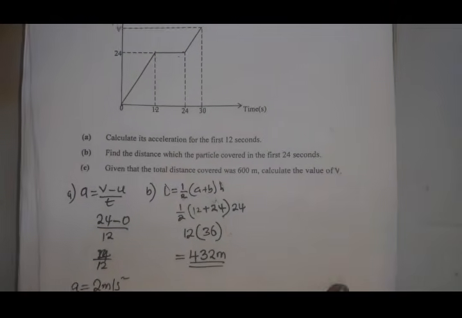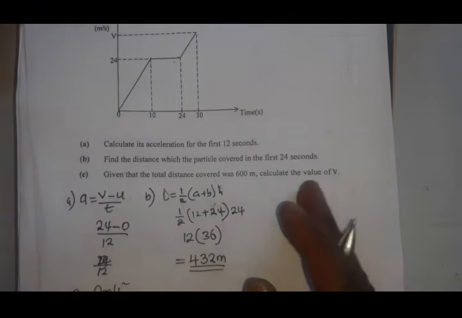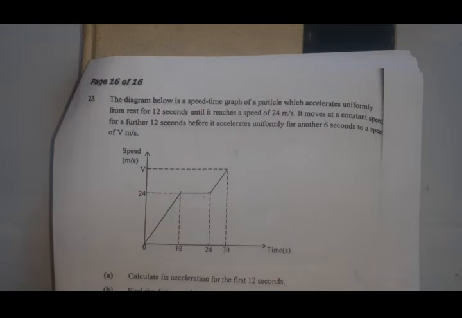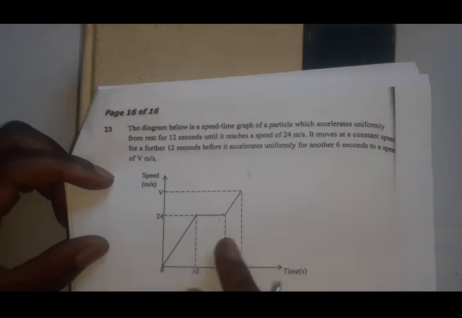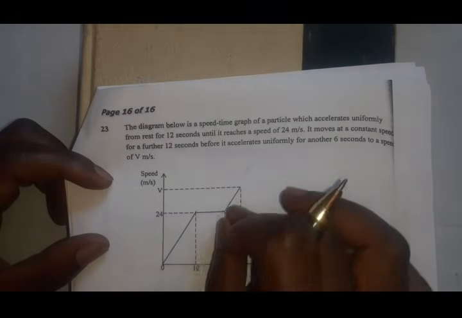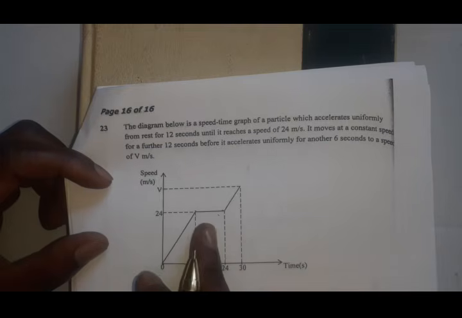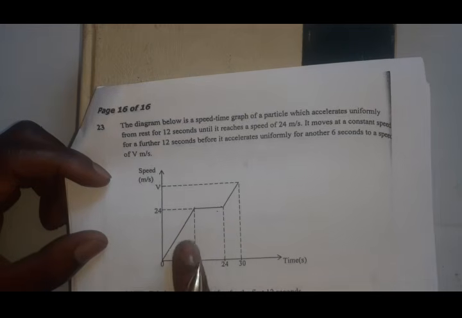Then we have the last one. Given that the total distance covered was 600 meters, calculate the value of V. We are going to use the 600 to find this one. We need to find the area of this whole thing, then equate it to 600. Take note that this first part I'm covering, we already found its distance, so we can't redo it.